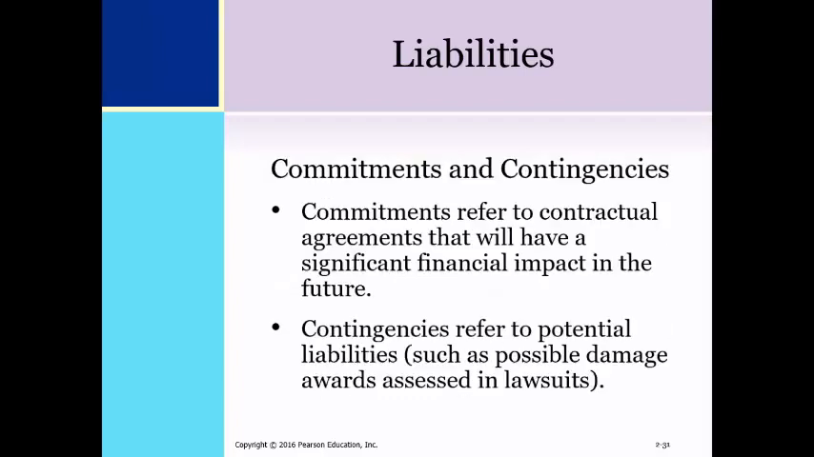As mentioned previously, most companies will have a note called commitments and contingencies. Commitments refer to the contractual agreements that will have a significant or material financial impact on the company in the future. Contingencies refer to potential liabilities such as lawsuit damage awards that the company may have to pay in the future.